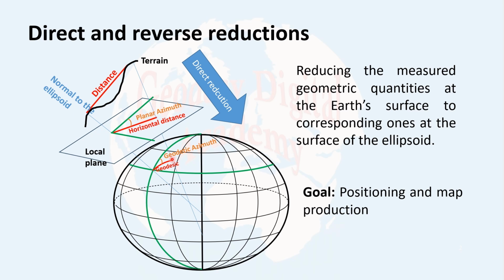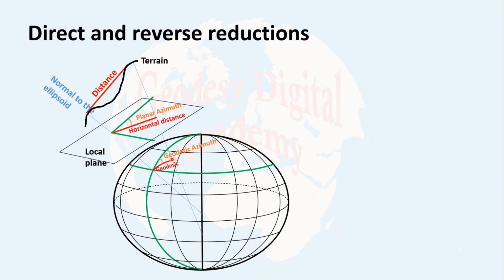This means that I can generate or compute coordinates of a set of points. And also, based on those coordinates, I can generate a map. This is a direct problem. But the reverse problem is the opposite process to the direct problem.